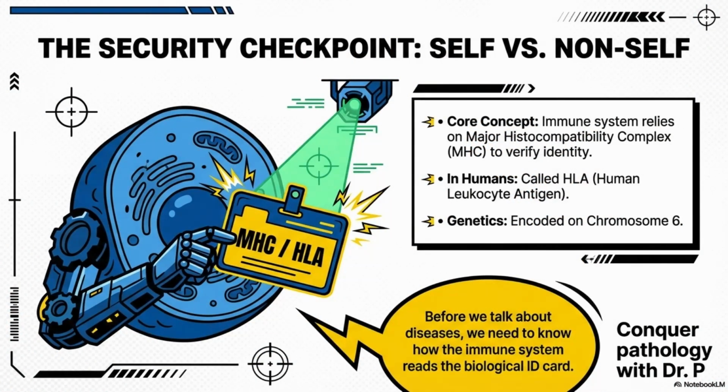First stop is the security checkpoint. The core concept here is self versus non-self. Your immune system relies on the major histocompatibility complex, MHC, to verify identity. In humans we call this HLA, or human leukocyte antigen. This is encoded on chromosome 6. Think of HLA as the biological ID card. If you don't have the card, you don't get in.